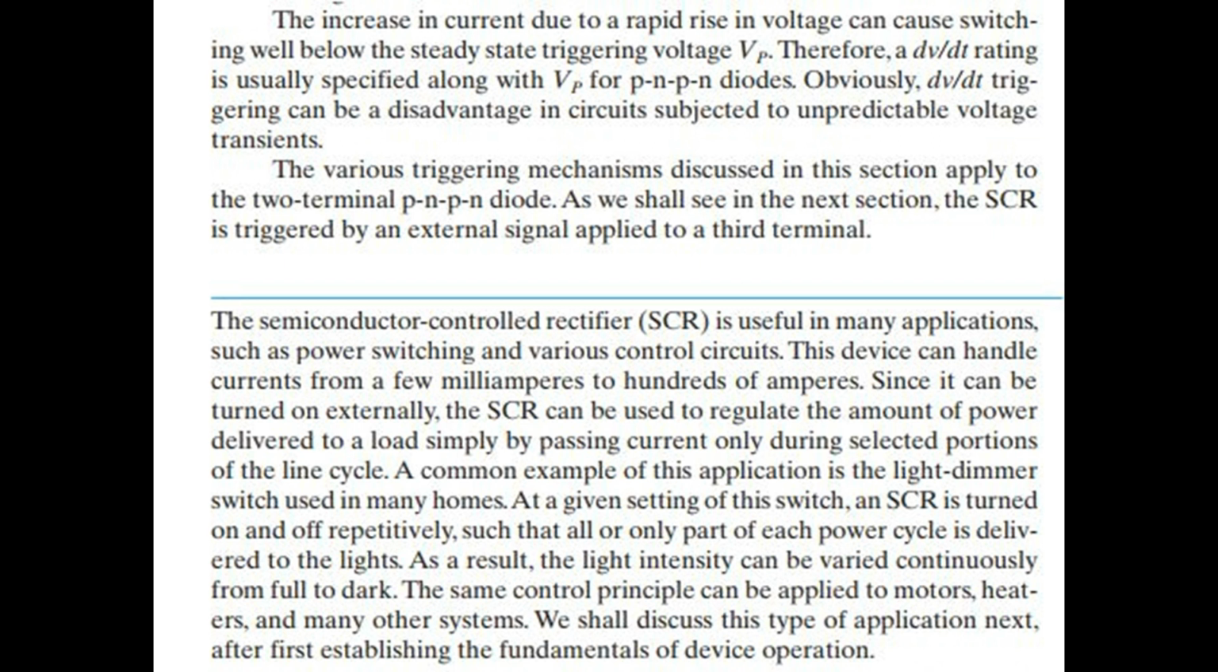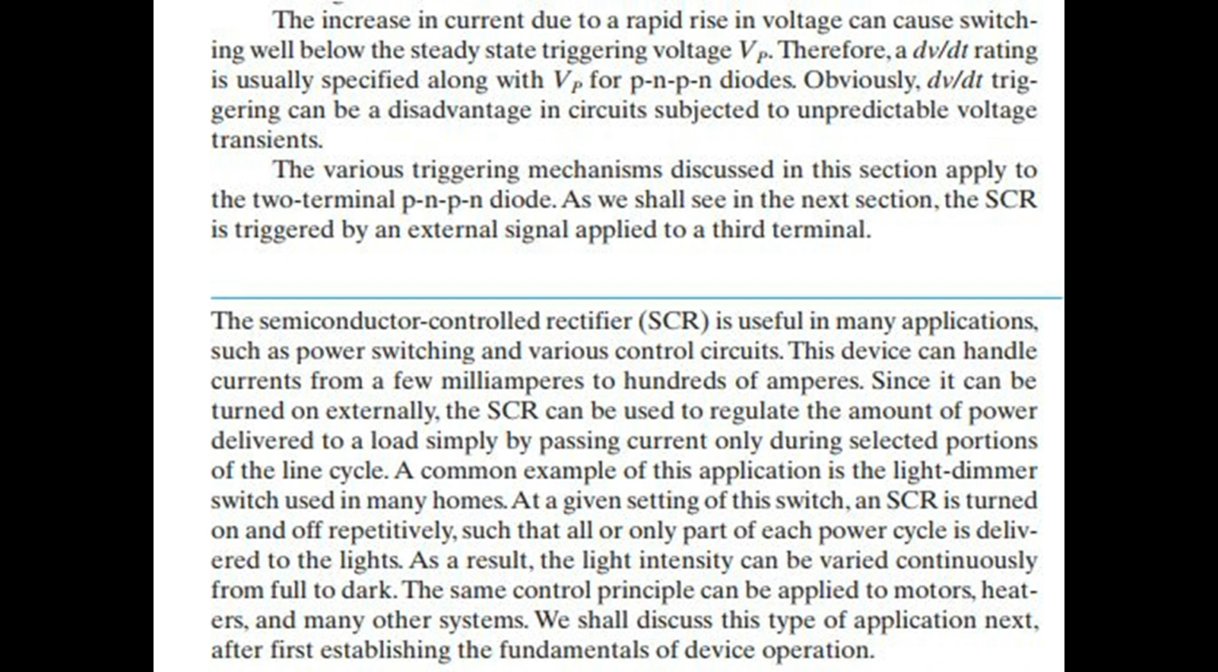The various triggering mechanisms discussed in this section apply to the two-terminal PNPN diode. As we shall see in the next section, the semiconductor-controlled rectifier is triggered by an external signal applied to a third terminal. The semiconductor-controlled rectifier, SCR, is useful in many applications, such as power switching and various control circuits. This device can handle currents from a few milliamperes to hundreds of amperes. Since it can be turned on externally, the semiconductor-controlled rectifier can be used to regulate the amount of power delivered to a load simply by passing current only during selected portions of the line cycle.